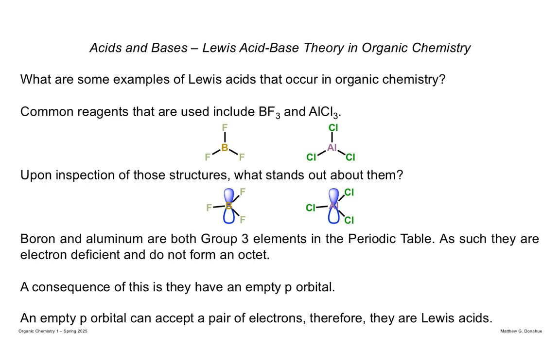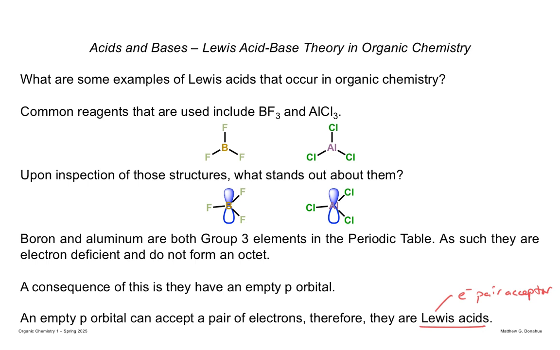So we started off talking about the three different theories of acidity: Arrhenius, Bronsted-Lowry, and then Lewis. And we said that the Lewis definition was the most general because it's talking about the movement of electrons. So now we're going to look at some Lewis acids. Again, a Lewis acid is an electron pair acceptor.